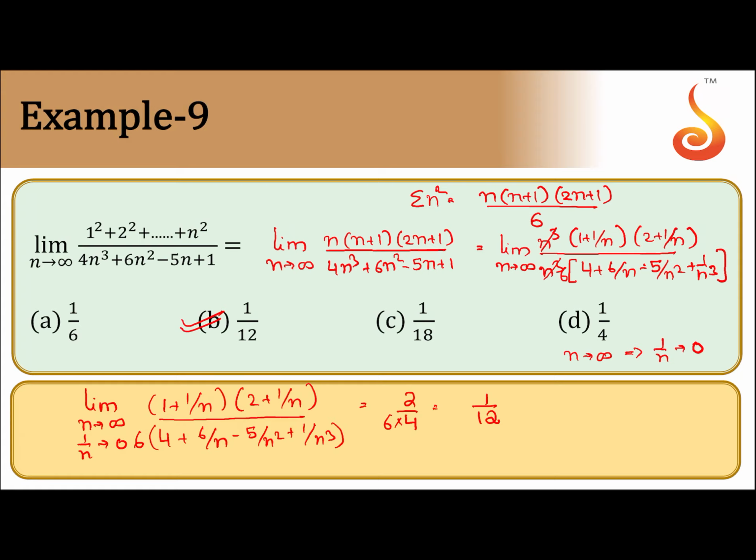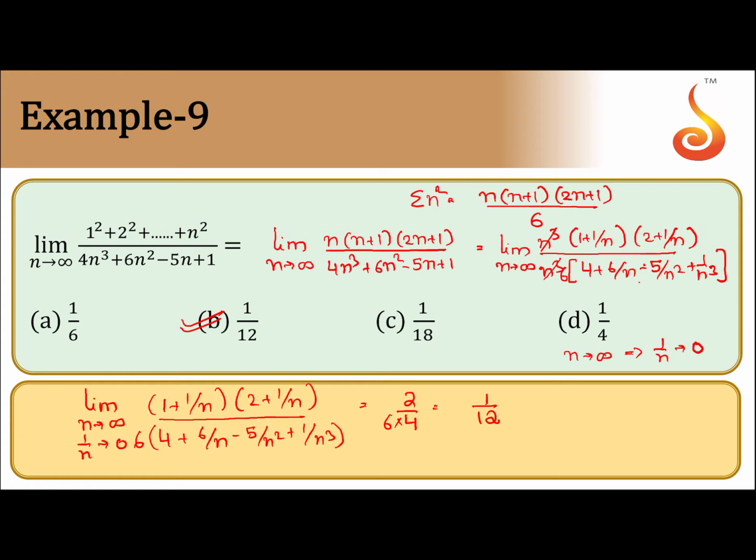So I repeat once again, summation n square is n into n plus 1 into 2n plus 1 by 6. We have taken n from each bracket, n cube, 1 plus 1 by n, 2 plus 1 by n, n cube we have taken. So we get 4 plus 6 by n minus 5 by n square plus 1 by n cube.